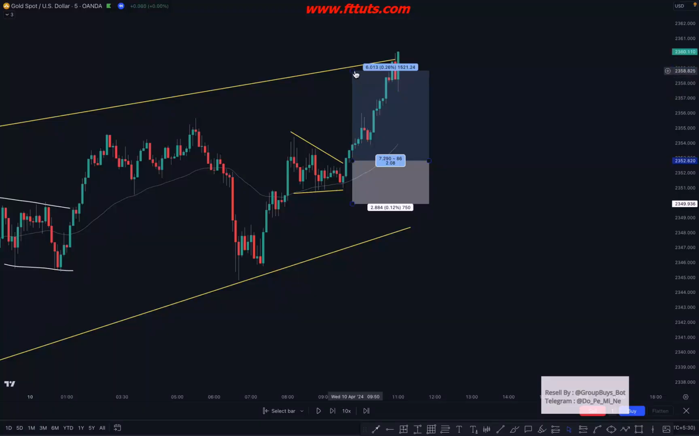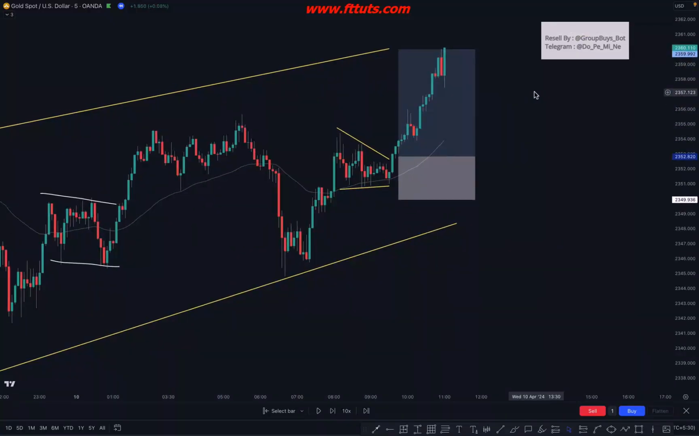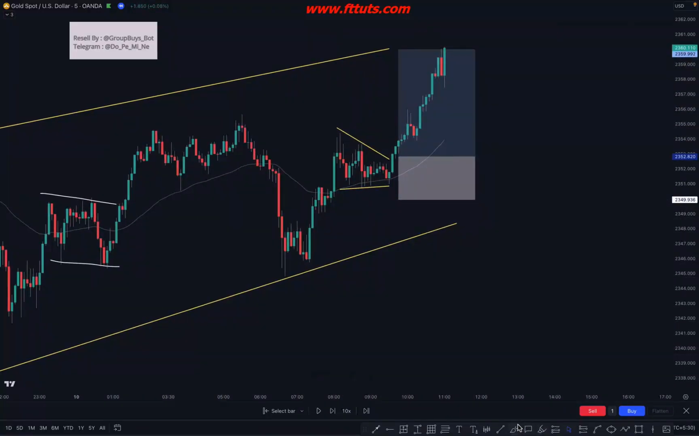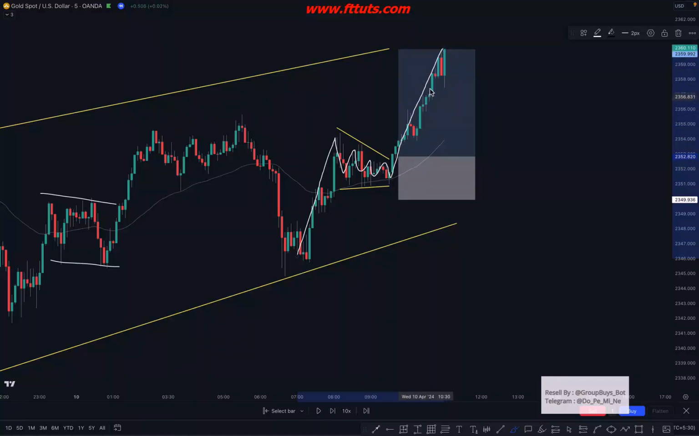The market continued to go higher and hit our target point right here. So this is our perfect entry setup. With a strong impulsive move, you simply need to identify the impulse and correction, and again expect a continuation to the upside. Again, this is an impulsive move.